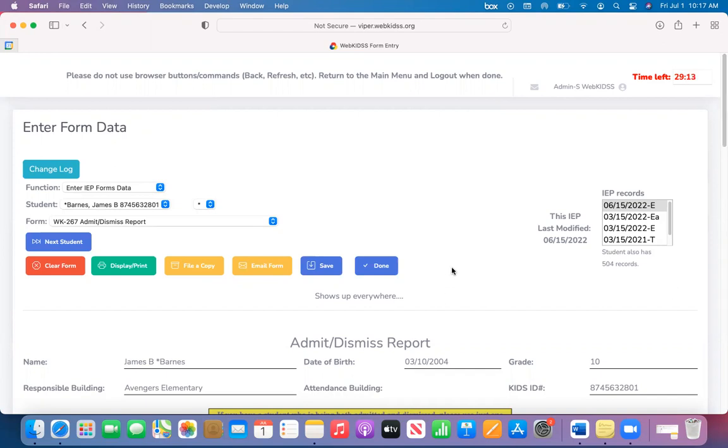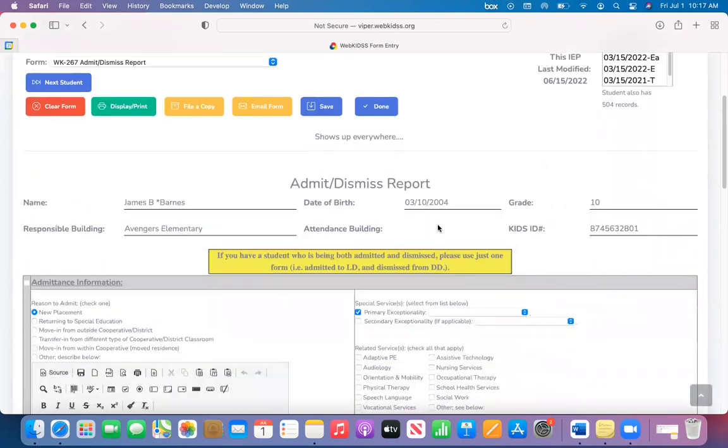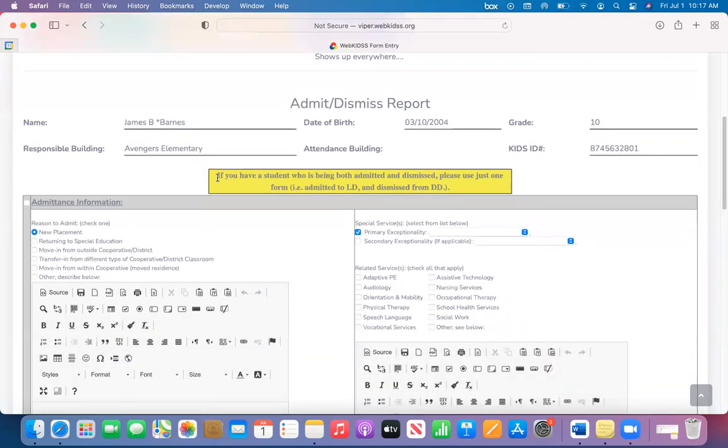So to use this form, it's pretty simple. This is a form that was adopted from an agency who used it and had quite a bit of success. So what we have is the pre-population of the student information. This attendance building is blank because obviously there is not one on my demo student, but this can be used, and this reminds you here that if the student's being admitted and dismissed, you don't have to fill out two forms. So an example of this would be if a student is changing exceptionalities and also dismissing speech as a related service. So you can use this to notify for both of those things.